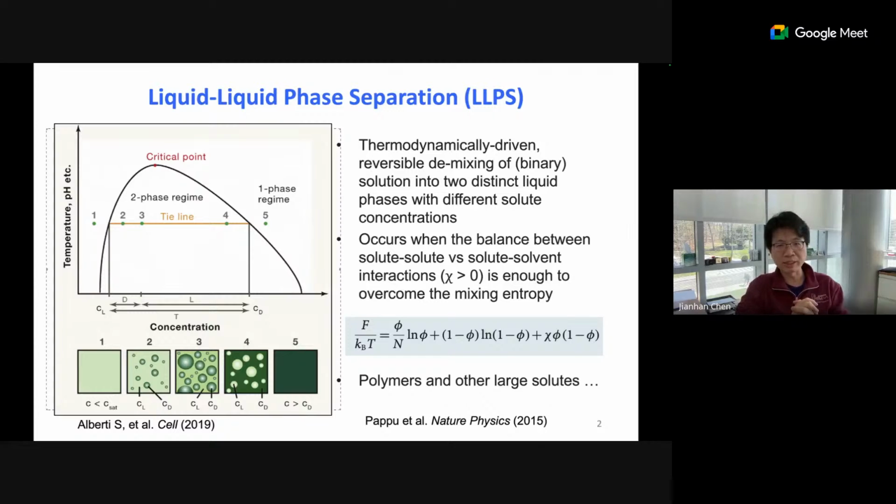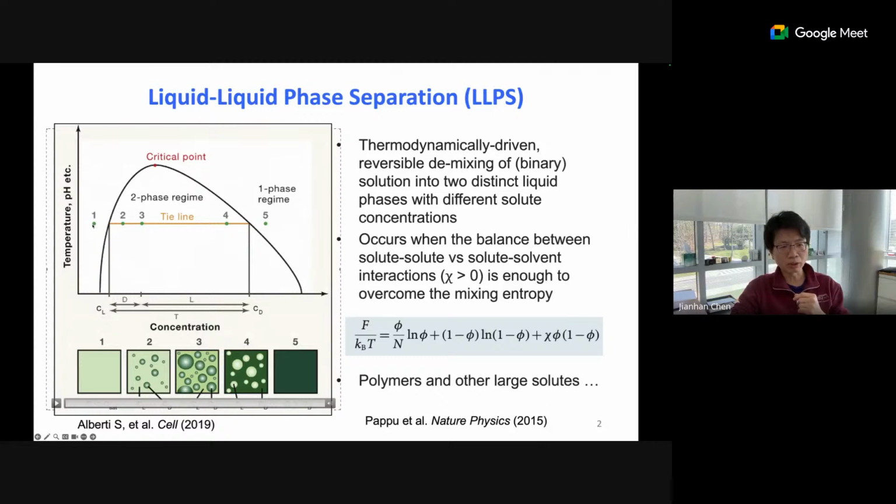Oftentimes, to understand this kind of phase separation, we would draw a so-called phase diagram, where you show the existence of different phases as a function of the solute concentration, which is the x-axis. Then on the y-axis is some type of control. It could be temperature, pH, or anything that could perturb the phase equilibrium. Imagine the y-axis is just temperature, and if we pick the temperature represented by this line, let's say this is room temperature.